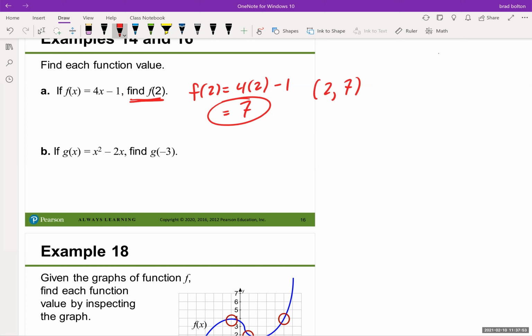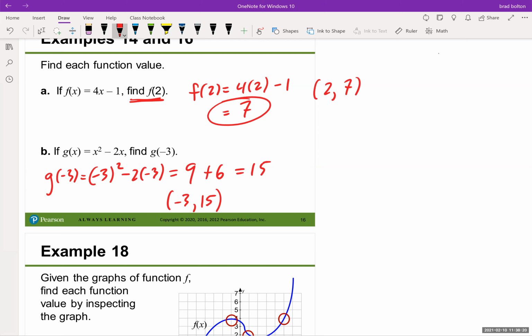Now here they say g of negative 3. So we do g of negative 3 equals negative 3 squared minus 2 times negative 3. I like to use parentheses whenever I plug in, especially with negative numbers, so I don't mess up. So I would recommend you guys do that as well. So this would be 9 plus 6, which is 15. So we just found the x coordinate negative 3, or the point negative 3, 15.